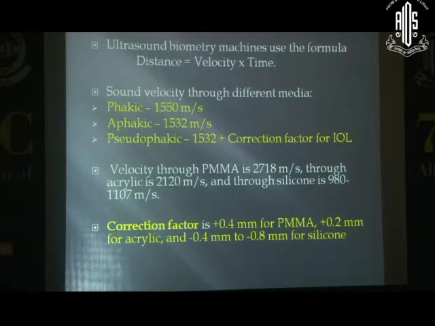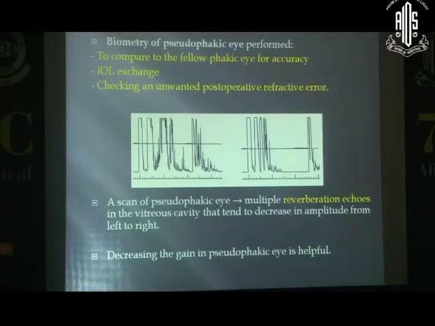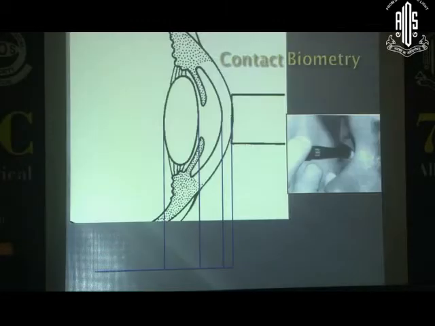Sound velocity has been calculated and taken in a particular value, which is different for different situations. For phakic, aphakic, and pseudophakic eyes, there is a correction for the IOL, which is different for PMMA material, acrylic material, and silicon material. You can give correction factors for them, which are again different for different IOLs. If you have a pseudophakic eye, there will be a lot of reverberation echoes in the vitreous cavity. So this is again giving you an idea about the echo.